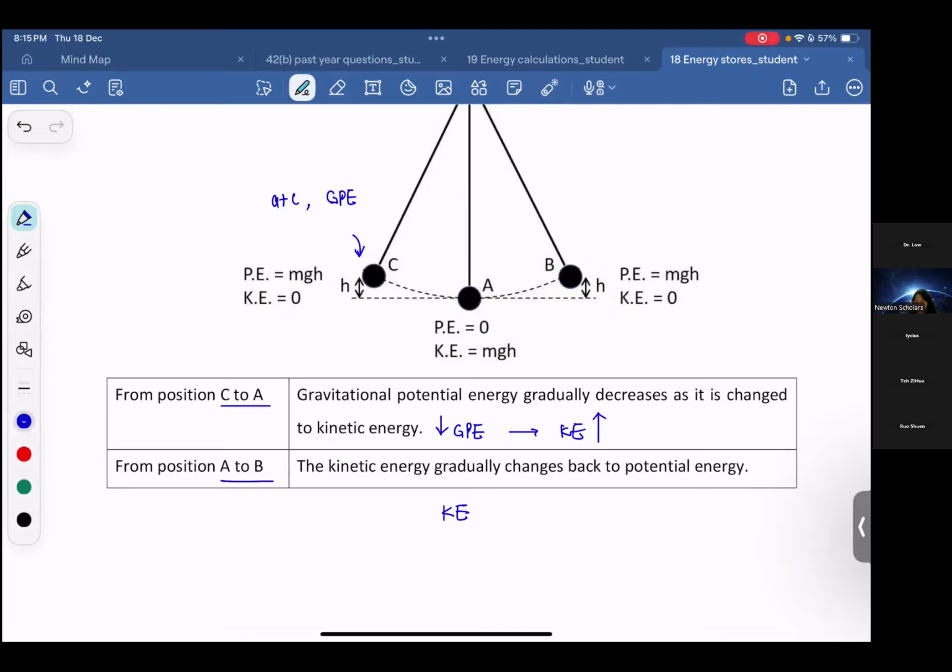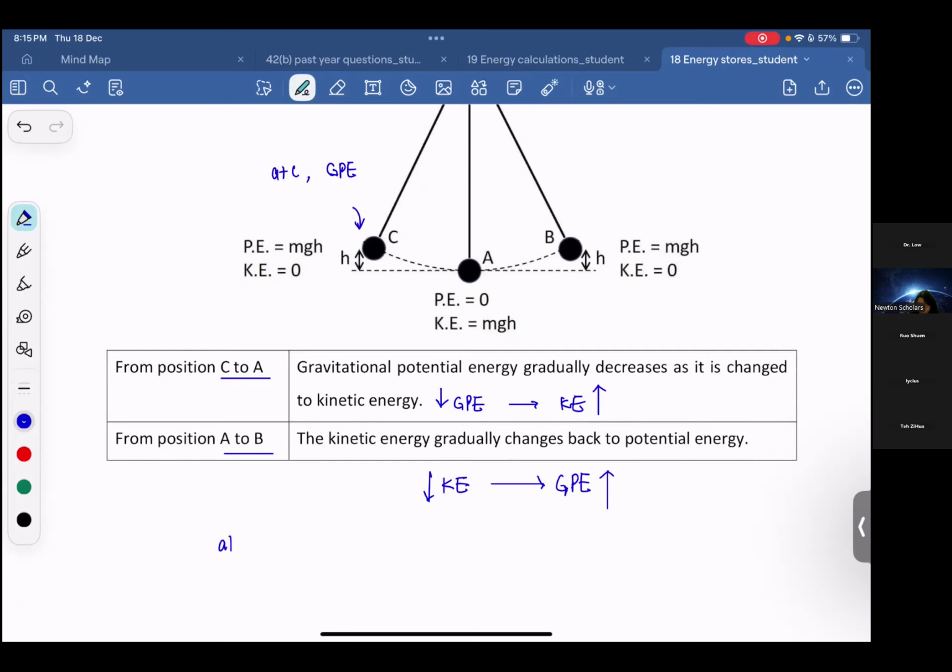So from A to B, kinetic energy will start to change to GPE. Your speed will decrease. Going up, your speed decreases because you're going against gravity, and some of the energy goes to GPE. For this case, your kinetic energy will decrease and your GPE will gain. So at position B, all the energy comes from the GPE. No kinetic energy.